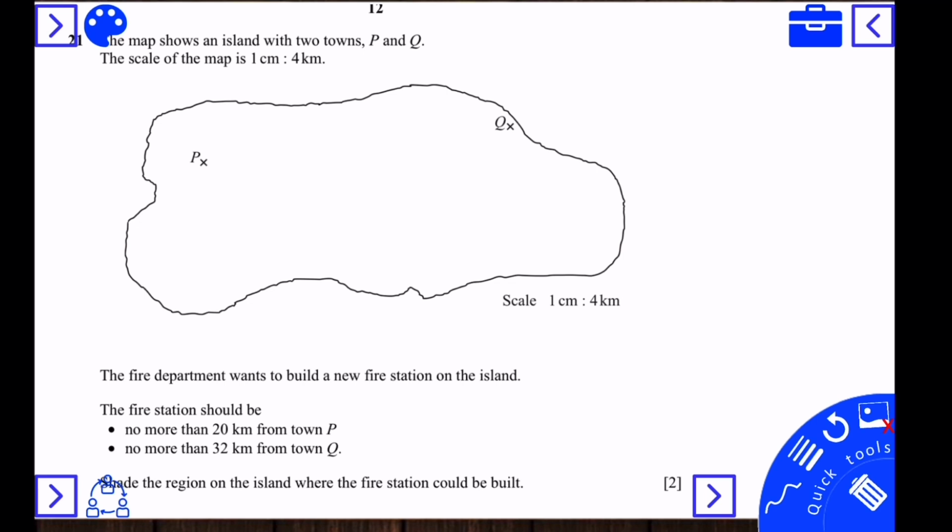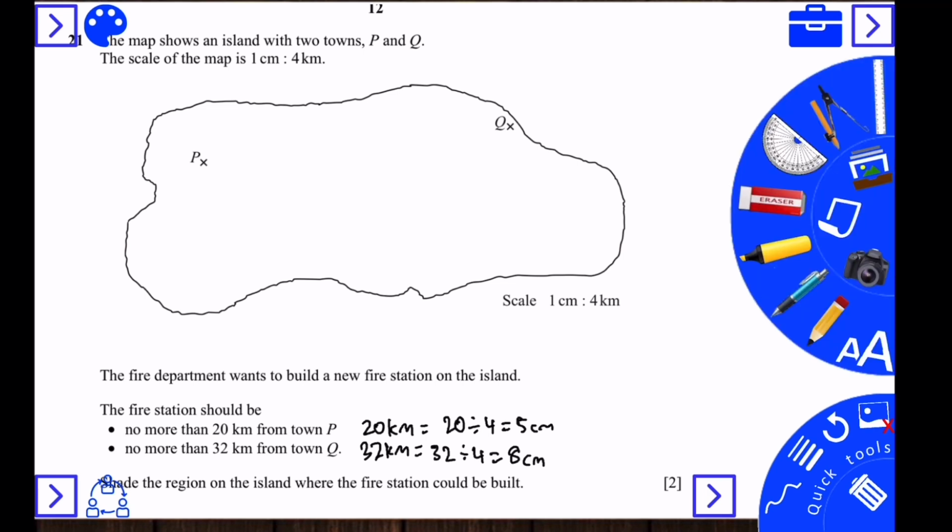So first, let's see this. 20 kilometers equals 20 divided by 4, which is 5 centimeters on the map. Then 32 kilometers will be 32 divided by 4, which is how many centimeters? 8 centimeters. So we need to shade the region on the island where the fire station could be built. It's not like question 18 where there's only one place possible. Here there are many places and there's an area for that. So we need to shade that region or area.